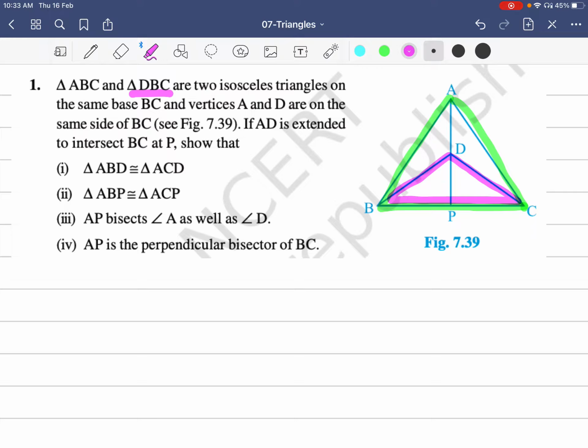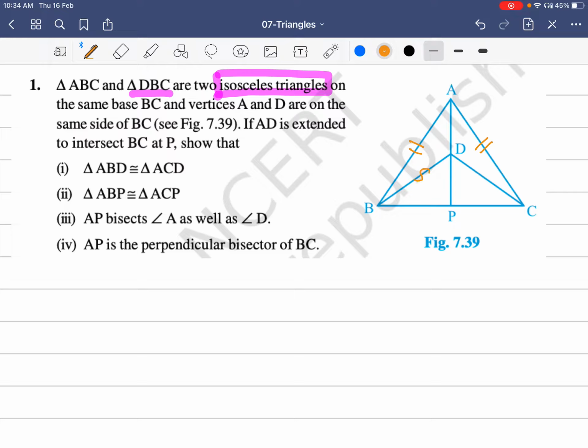Okay, so these are the two very important pieces of information: two isosceles triangles, both of them, on the same base BC, and vertices A and D are on the same side of BC. What does that mean? If they're isosceles triangles, their two sides are going to be equal to each other. So AB is equal to AC, and BD is equal to CD. That's an important point we are going to need in the problem.